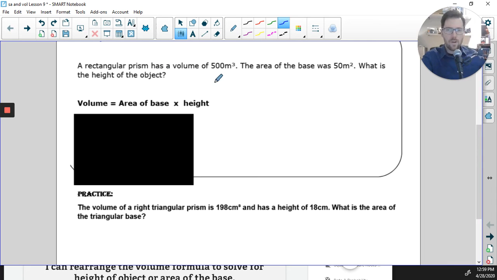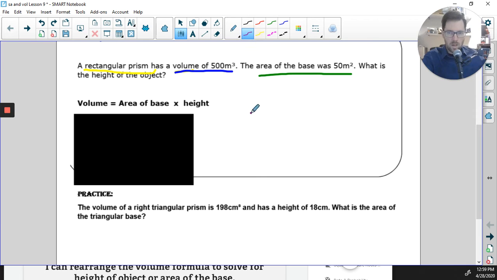So we have a rectangular prism. Let's take a look at the things that we know when we get rolling here. I'm going to use yellow because I never use it. We've got a rectangular prism with a volume of 500, and the area of the base is 50. What is the height of the object? So let's try this out. I covered up the answer over here, so let's give it a shot.